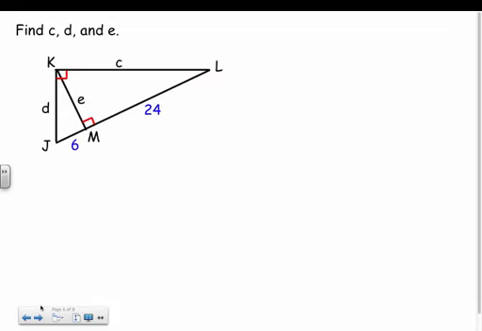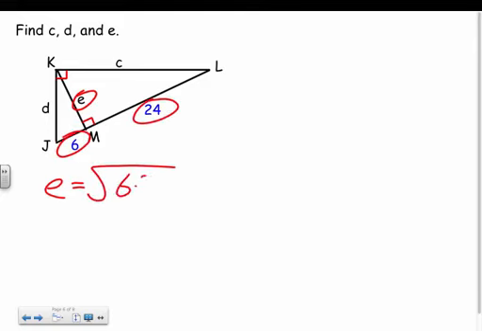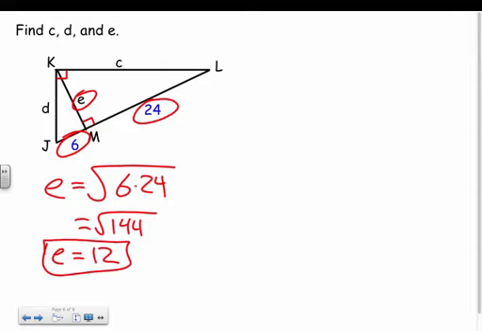So let's find C, D, and E. The first theorem is much easier, right? To find the altitude, it's just the geometric mean between the two separated segments. So the square root of 6 times 24. If I take 6 times 24, I end up with 144. And the square root of 144, we know that's a perfect square, so E is 12. So done with that one. If I really wanted to, I could use the Pythagorean theorem to find D and C, because I have all right triangles, don't I? Let's not do that. Let's actually use our geometric means rules.